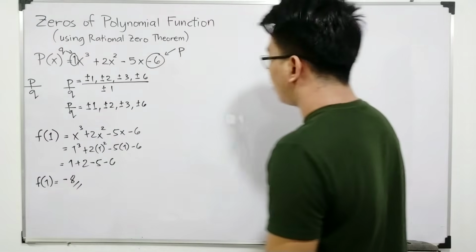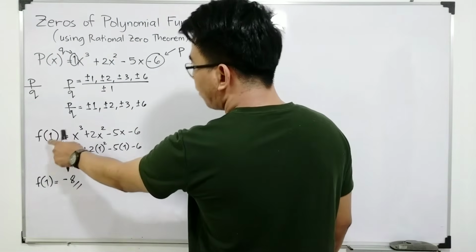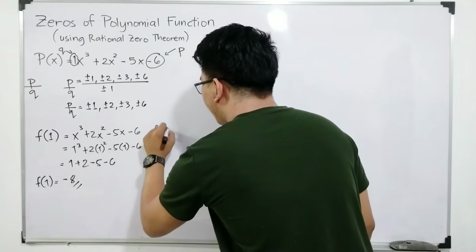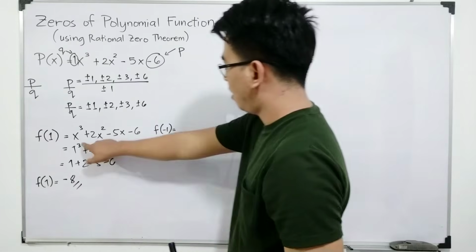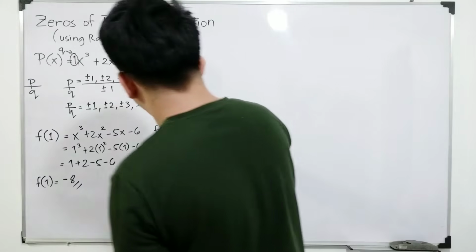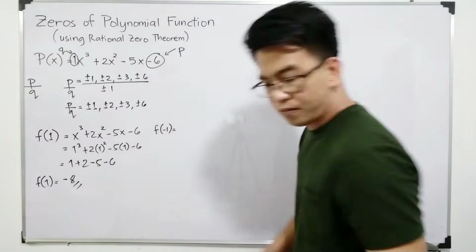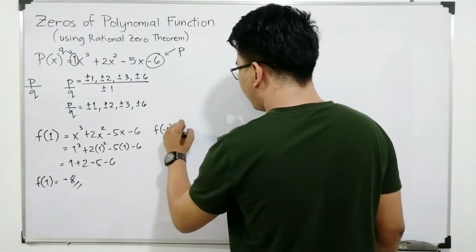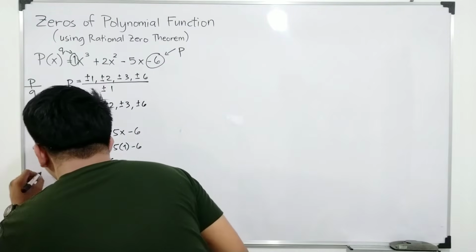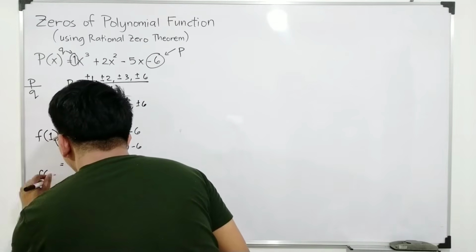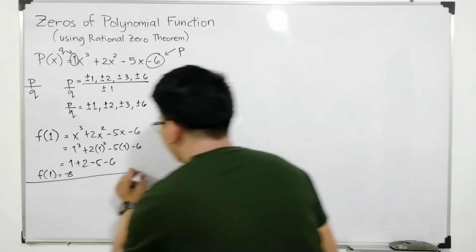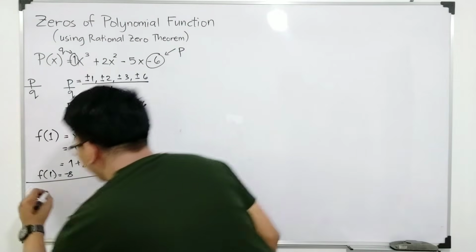Okay? So let's try another value. After using positive 1, I'll be using negative 1. So f of negative 1 is equal to, I will directly replace. And I'll be using f of negative 1.